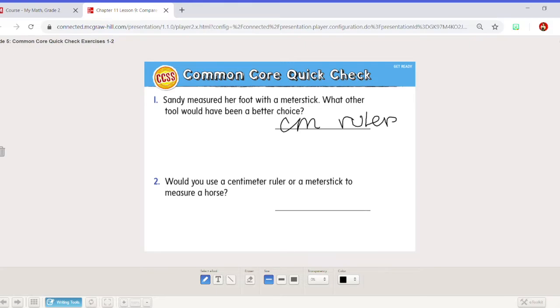Would you use a centimeter ruler or a meter stick to measure a horse? Well, a horse is pretty big. So which one of these is bigger, centimeter or meter stick? It's a meter stick. So think meter stick when you're thinking big. Think centimeter when you're thinking small.